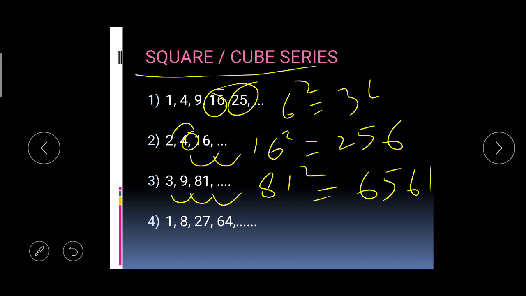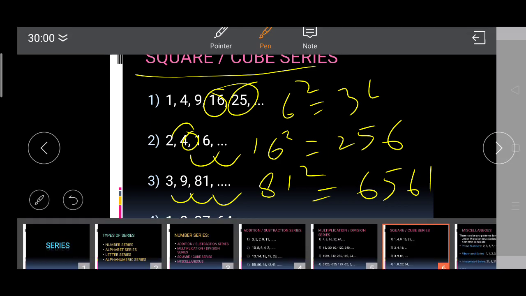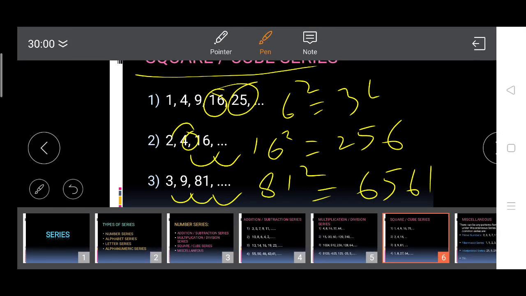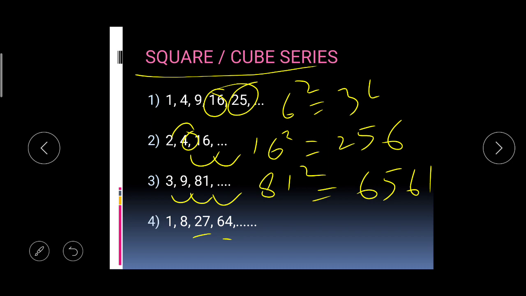Okay, let's see the next. 1, 8. It does not tell us much about what kind of series it is. But if we see this 27, this 64, this should trigger us that these numbers form a cubing series, right? So this is 1 cube, 2 cube, 3 cube and 4 cube. So what is the next term? This has to be 5 cube. So the number is 125, right?